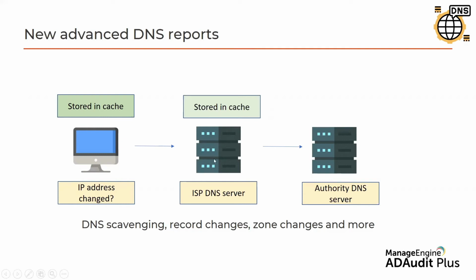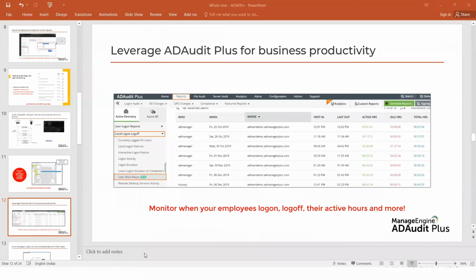And both the client system and the ISP's DNS server both store the DNS records or the values in their local memory, right? Now, why is this important? Why is this useful for you? What happens is in most environments, let me quickly show you an example right here.